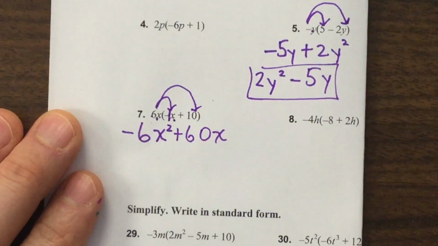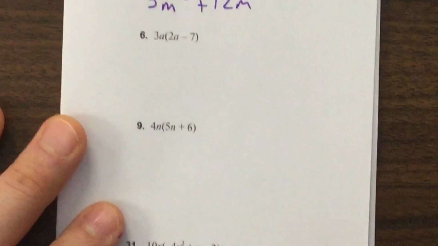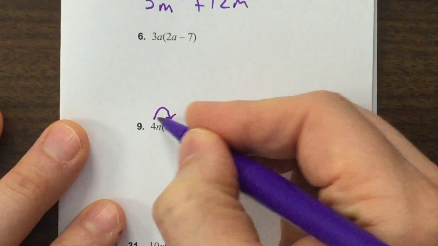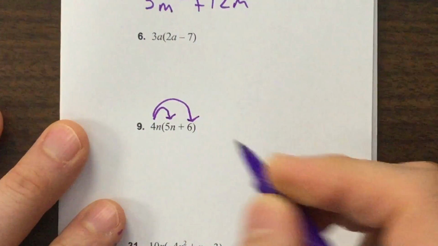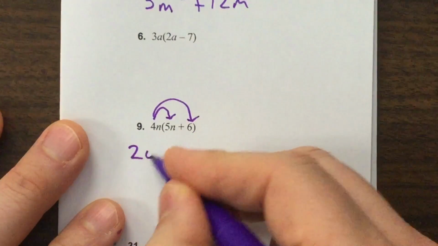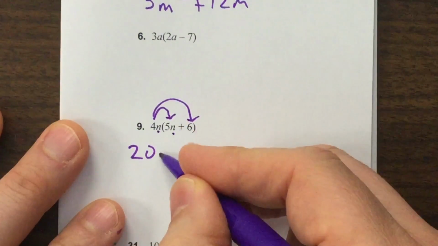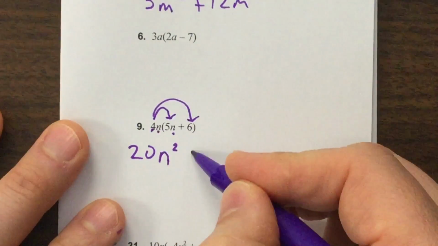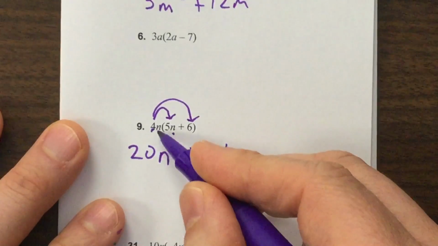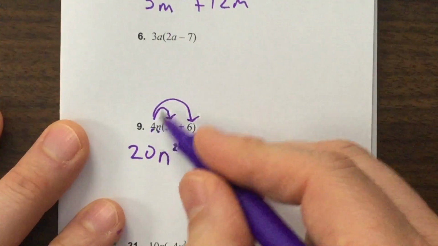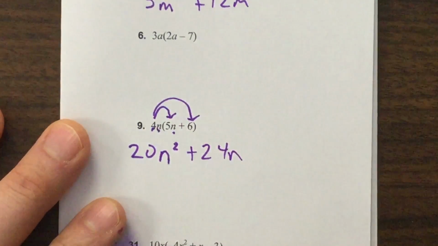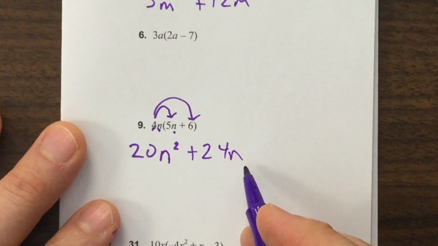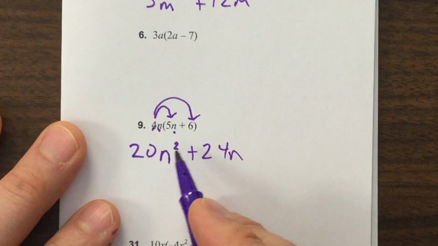Number 9. We have 4n being distributed here and here. So 4 times 5 is 20. n times n is n squared. Now 4 times 6 is 24, and you do put an n on there because n multiplies into it. So you have 20n squared plus 24n. It's already in standard form because the higher exponent's in the front.